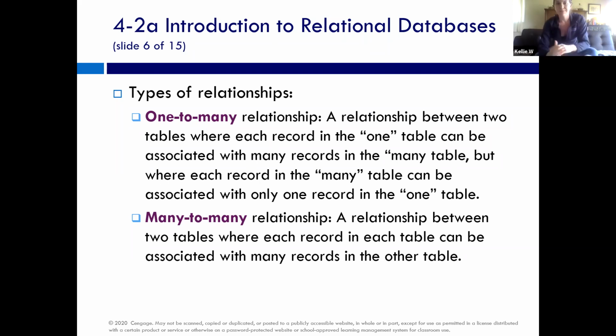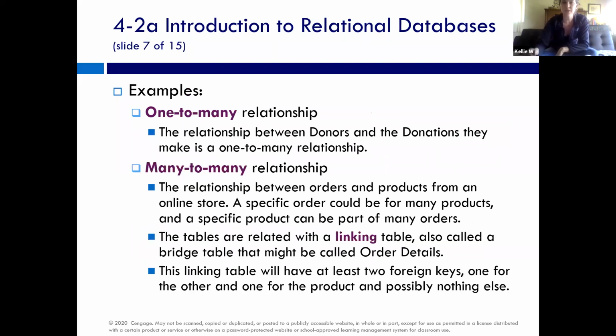Each customer only has one entry in their table, but they might have many references in that order table. A many-to-many would be where you have a relationship between two tables where each record in each table can be associated with many records in the other table. That looks like orders and products. A specific order could be for many products, and a product could be a part of many orders. The tables are related with a linking table or a bridge table.